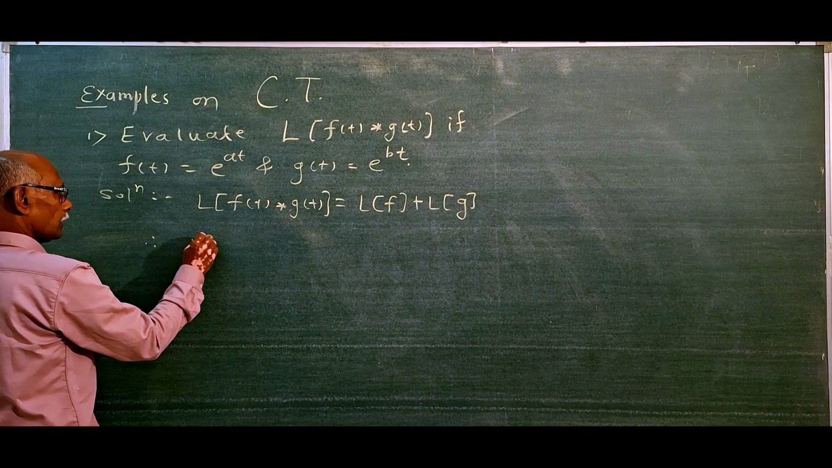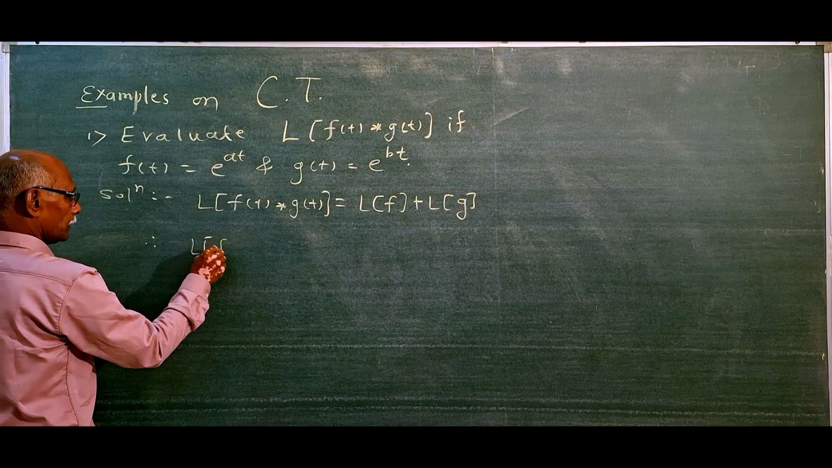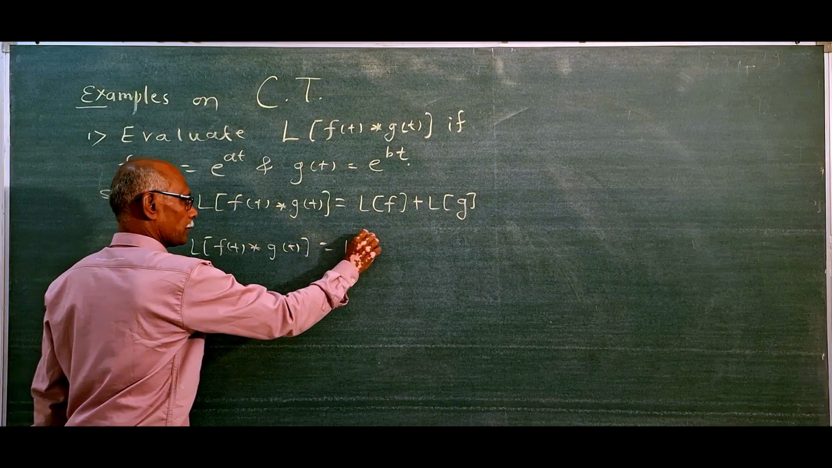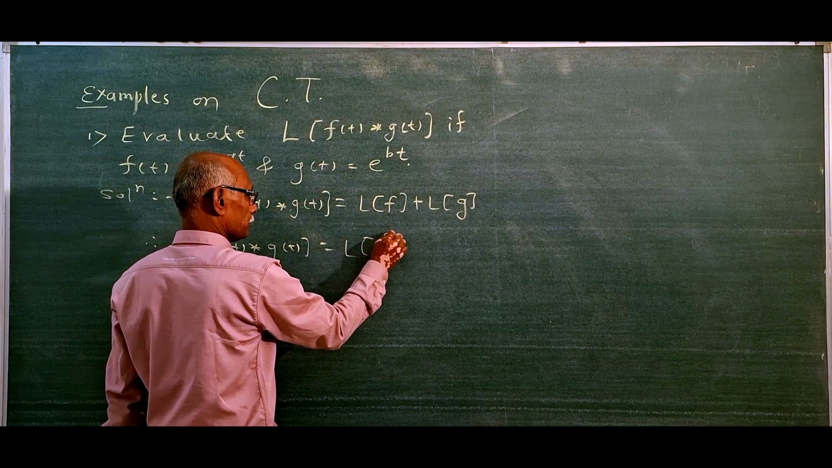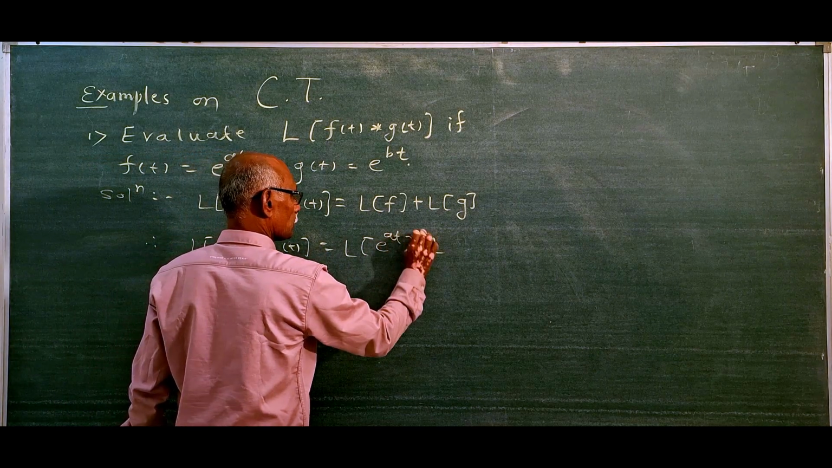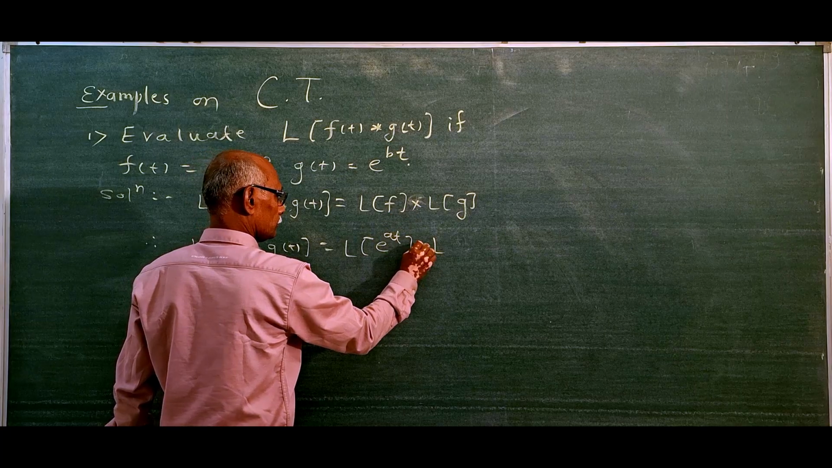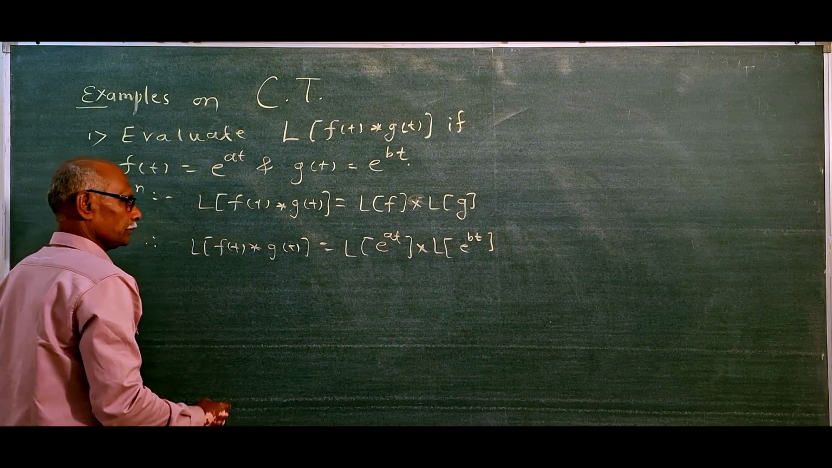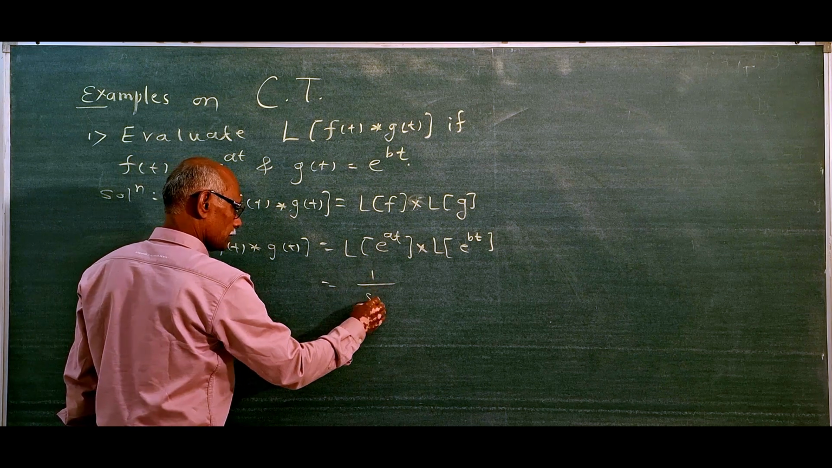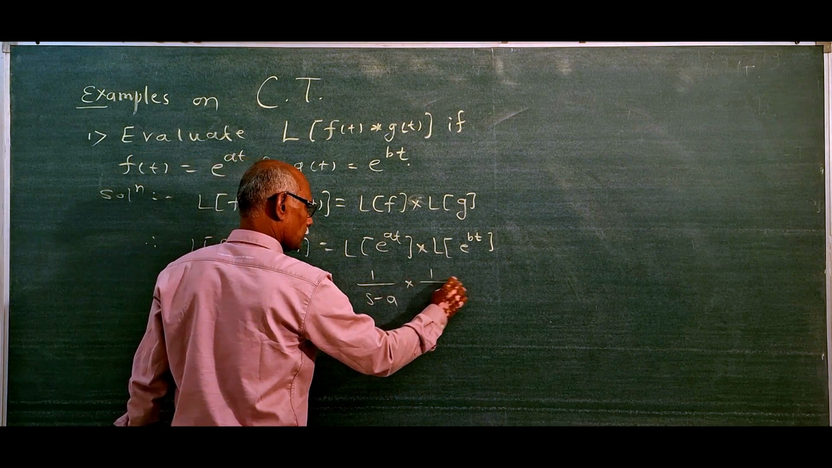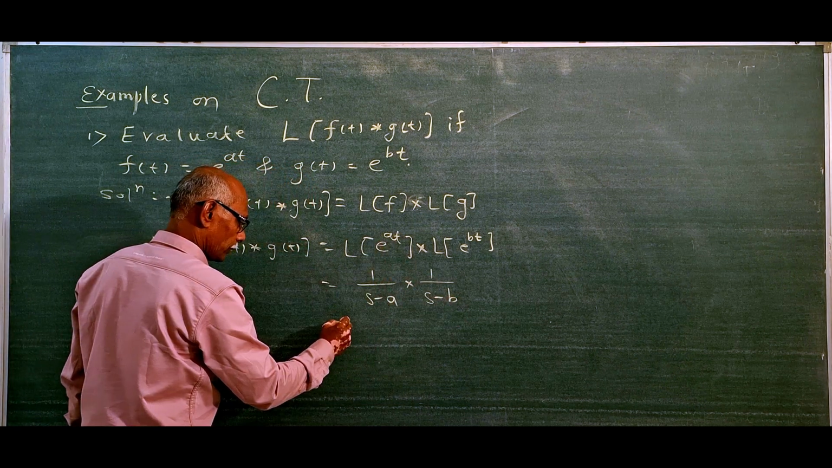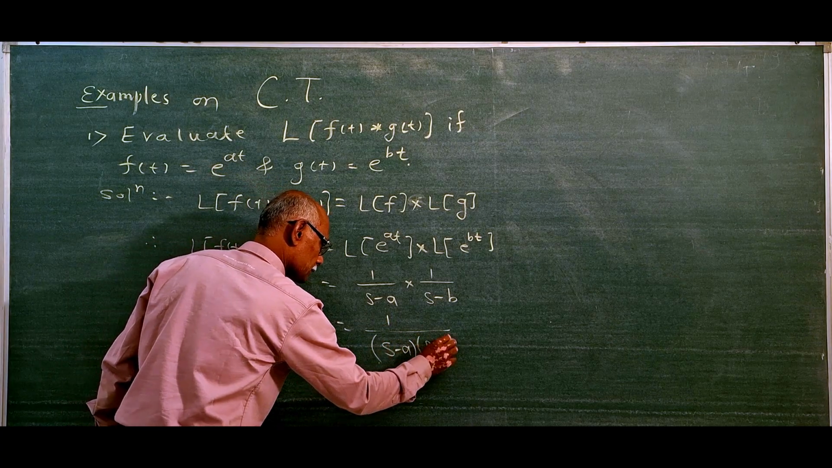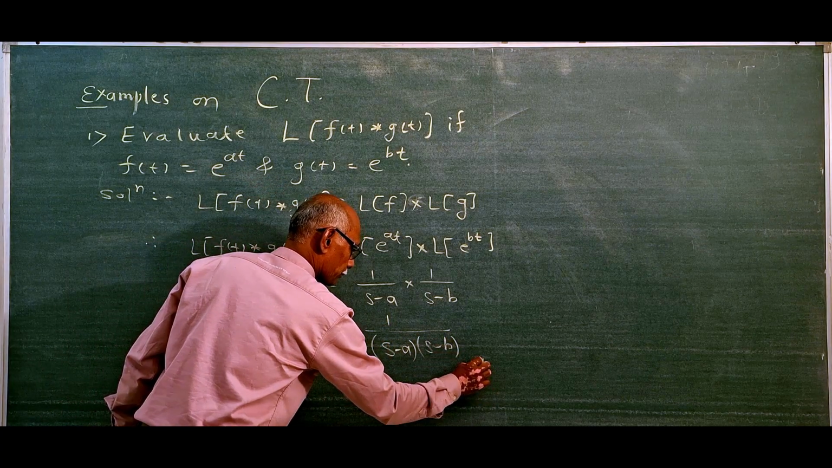Therefore, Laplace of f of t star g of t is equal to Laplace of f, that is e raised to at, multiplied by Laplace of g, that is e raised to bt. So it is the same as 1 upon s minus a and 1 upon s minus b, which can be written as 1 upon (s minus a) into (s minus b). This is the answer.